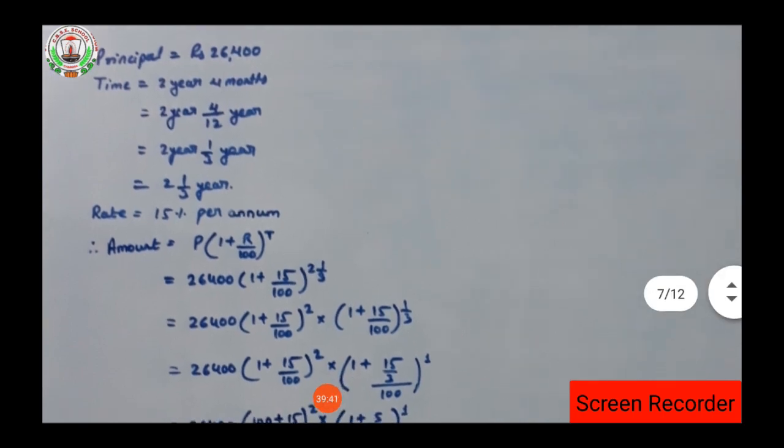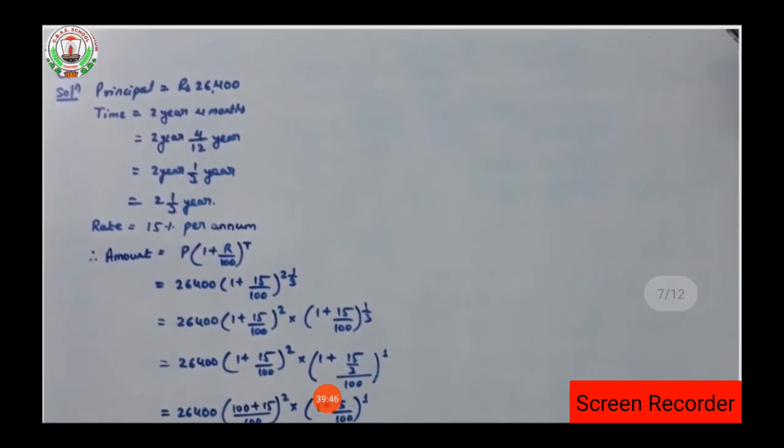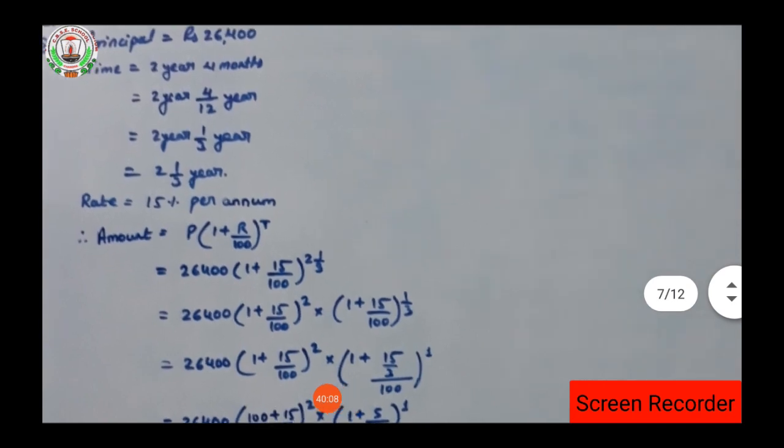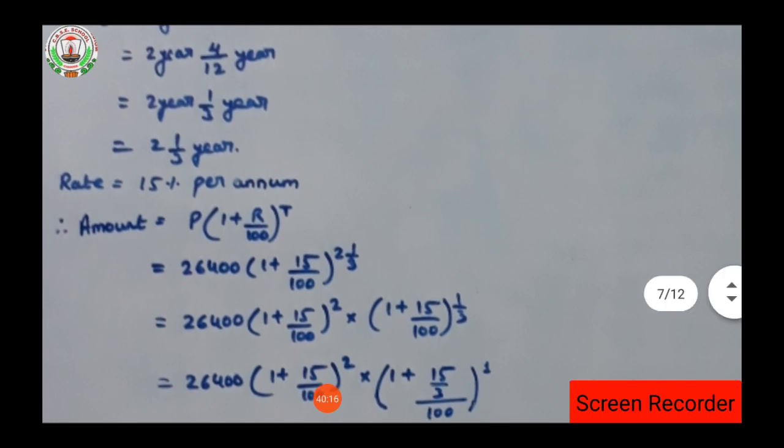As I told you, the months you have to convert into years. So 4 upon 12. Why did we divide by 12? Because 4 months is converted into years. In order to convert months into years, we divide the months by 12, because 1 year is equal to 12 months. So 4 ones are 4 and 4 3s are 12. So 2 years 1 by 3 years will be the time.